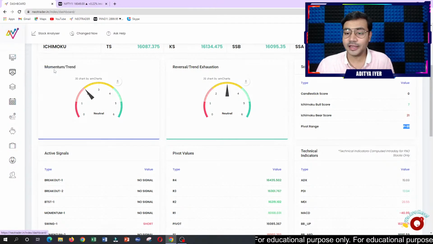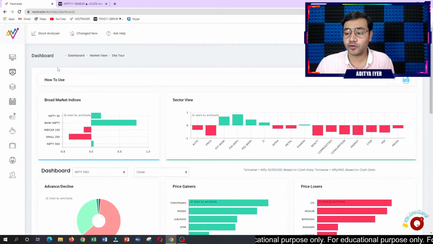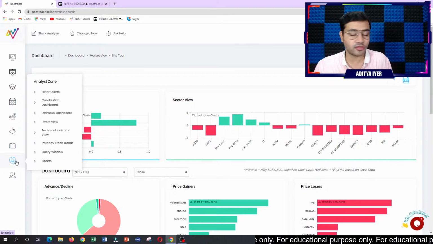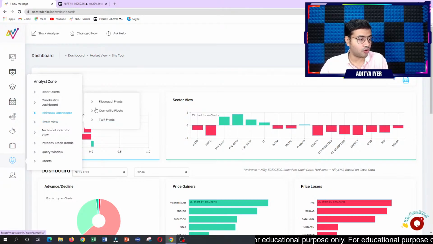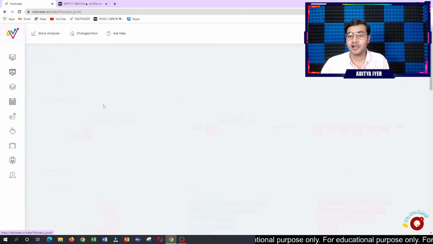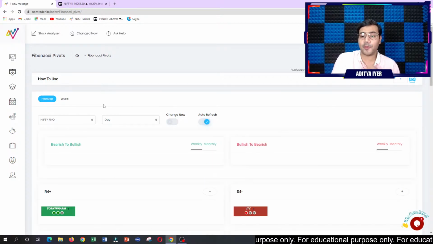So now finally, let us move to the stocks. And when we move to the stocks, where is the first place we will look? Let us start from the Fibonacci pivots page. All right, let us go to this page called Fibonacci pivots. Earlier I explained to you about S1 and R1.